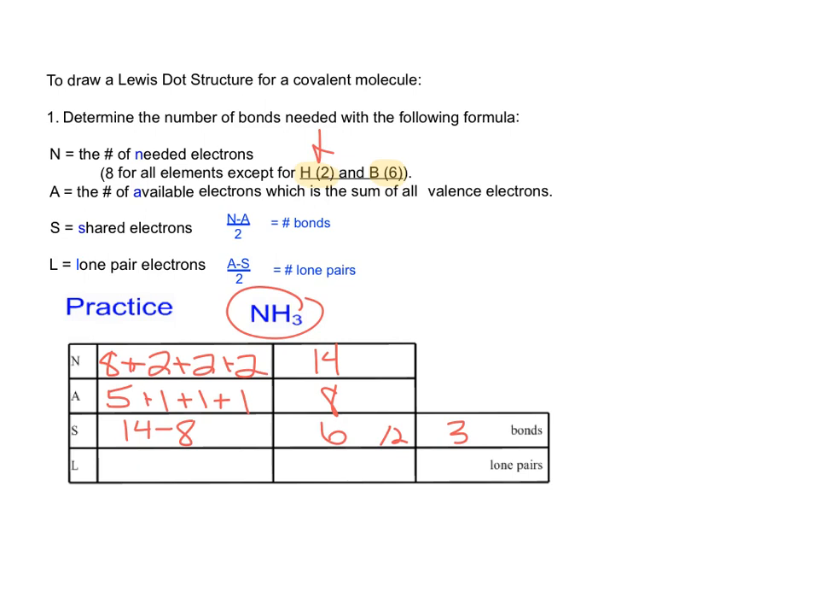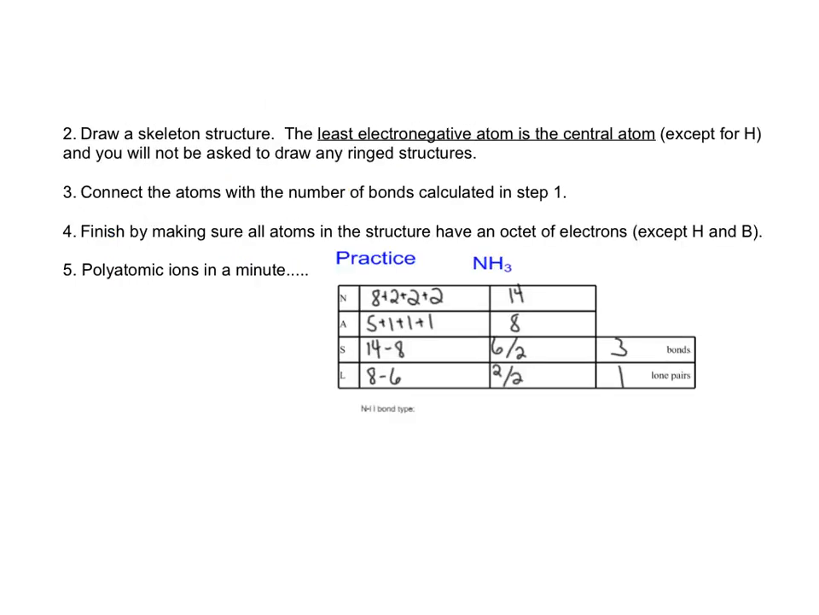Last is lone pairs. I had eight available electrons and we just used up six of them in our bonds. Be careful not to subtract the number of bonds, but actually the number of electrons involved in bonds. And we get two. So how many pairs is that? Divided by two, we get one lone pair. So we did all of this to determine that we're going to have to draw three sets of bonded electrons, each of them two, and then one lone pair of electrons. And we do all this to fulfill all four of these atoms, the nitrogen and three hydrogens.